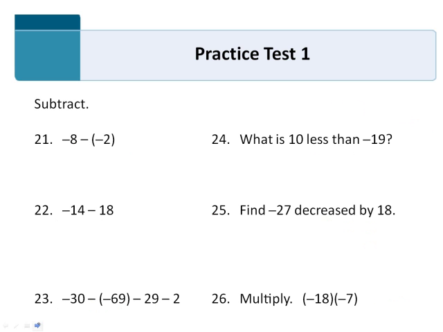Okay, here's some more subtraction. So same thing, keep, change, and opposite. Okay, so negative 8 stays the same, plus positive 2. Change and take the opposite. Then subtract, keep the bigger sign, so that would be negative 6.